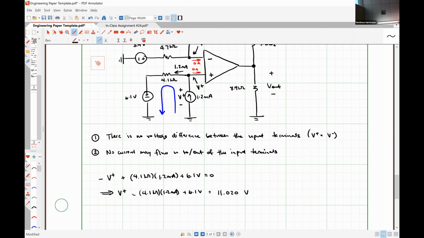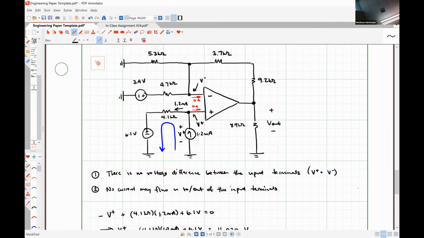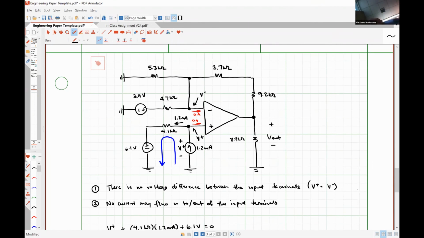So using KCL wasn't entirely fruitless. It's just by applying op amp rule number 2, we could have come to that same observation that 1.2 milliamps of current must be flowing to the left through the 4.1 kilo ohm resistor. So the KVL loop is really what helped us find that voltage. Now, for the next part of the problem, what we are going to do is apply KCL.